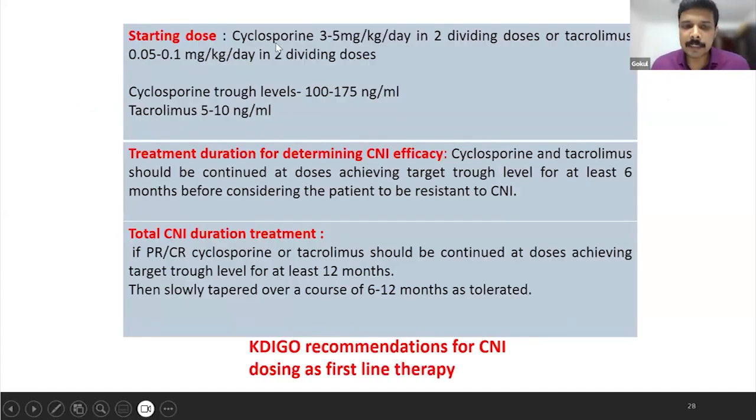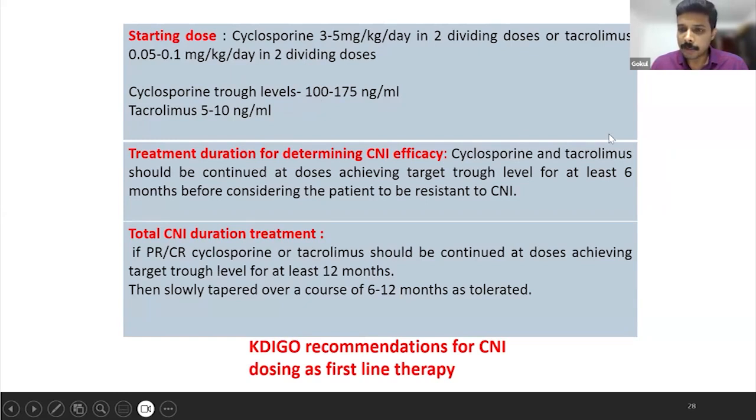And for CNIs, cyclosporine, the dose recommended is 3 to 5 mg per kg per day in 2 divided doses, or tacrolimus 0.05 to 0.1 mg per kg per day. And these are the target trough levels which are to be attained: 100 to 175 for cyclosporine and 5 to 10 for tacrolimus.